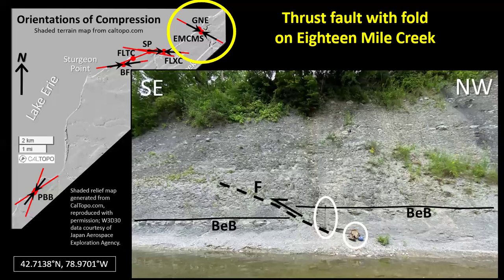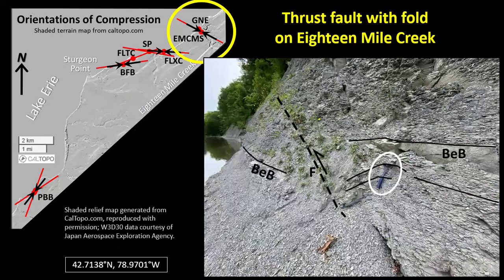This is the last of the compressional structures we'll see from the lakeshore area near Graycliff. This is in Middle Devonian shales. The calcareous Bethany marker bed is offset by a couple of feet here along the edge of 18 Mile Creek near its confluence with Lake Erie. The interpreted fault is highlighted. There's a small fold that gives us an orientation.